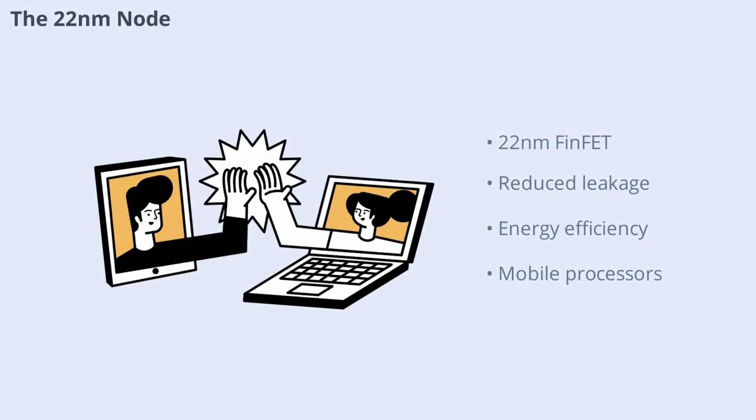The 22 nm process node introduced new transistor designs such as FinFETs. These innovations improved performance and reduced leakage, making chips more reliable and efficient. The 22 nm era saw the rise of energy-efficient processors, ideal for mobile and portable devices.